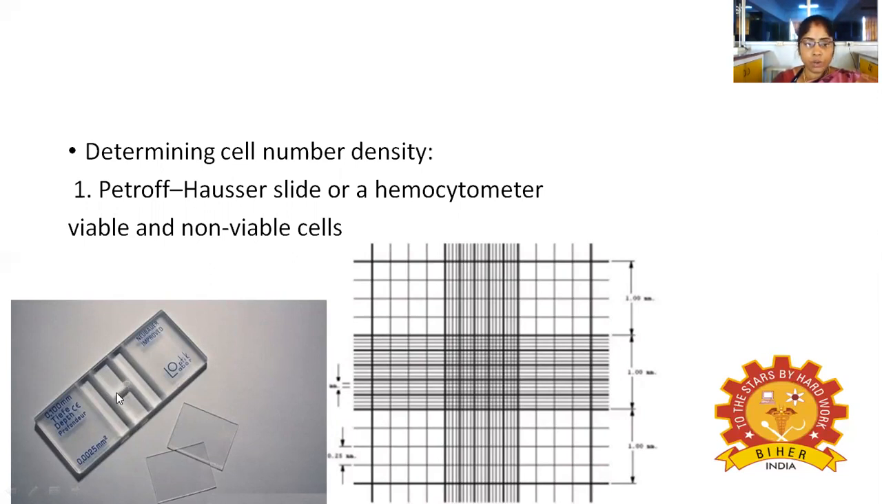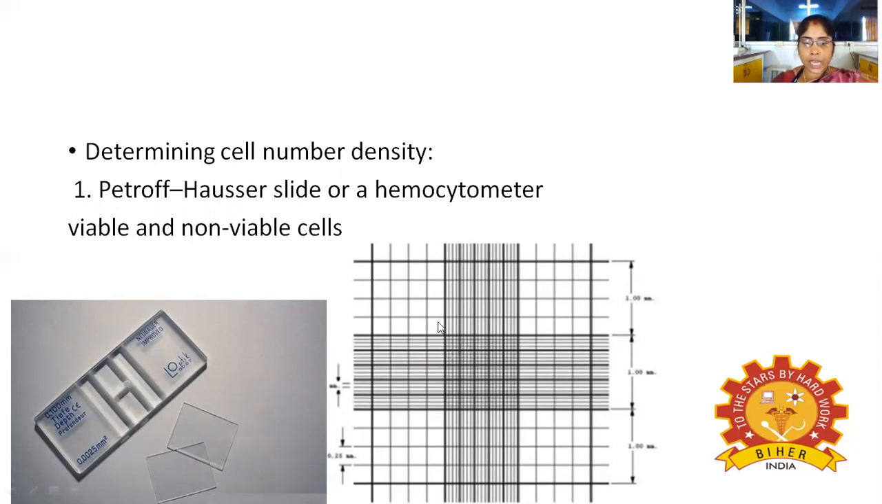Okay, so when you talk about this, this is said to be the Petroff-Hausser slide or hemocytometer, and when we visualize this slide under the microscope, you will get a number of grid lines like this. Here, we are going to measure the number of cells present in each corner of the grid lines.